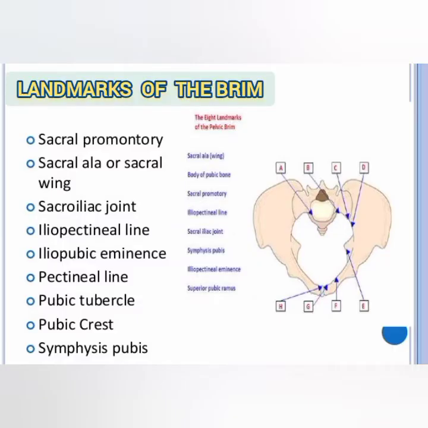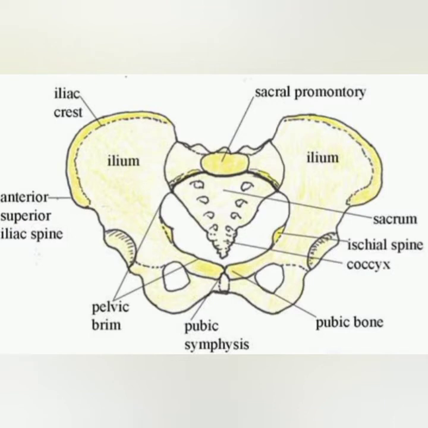Now the important topic, landmarks of the brim. There are 9 landmarks. Okay, from above, if we see sacral promontory, sacral ala or sacral wing, sacroiliac joint, iliopectineal line, then iliopubic eminence, pectineal line, pubic tubercle, pubic crest, and below is the symphysis pubis. These are all the important 9 landmarks of the pelvis.